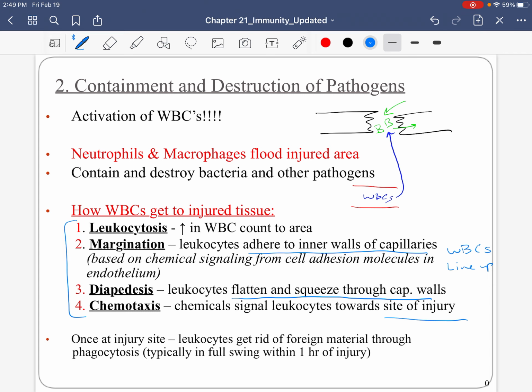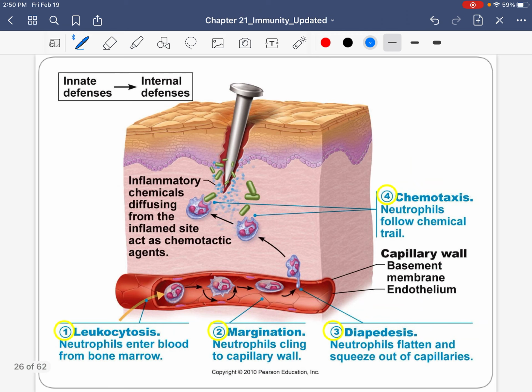Margination is when the white blood cells line up. Diapedesis is when the white blood cells are able to flatten and squeeze through the capillary wall. And then these white blood cells are attracted to the site of injury through chemicals, and that chemical attraction that brings the white blood cells to the damaged tissue is called chemotaxis. Once the white blood cells are there, they'll do their job through phagocytosis.